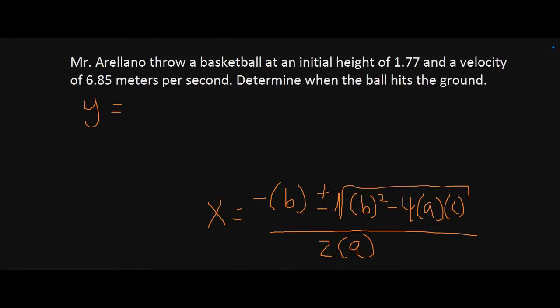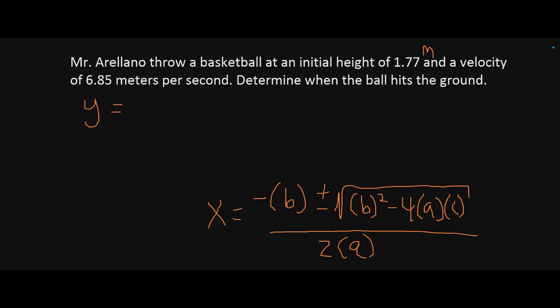Algebra 2, welcome once again to this video on how to use the quadratic formula with the projectile motion scenario. If you look back on the previous video in the section Q1, Mr. Arellano throws a basketball, with the same information: an initial height of 1.77 meters, and a velocity of 6.85 meters per second.